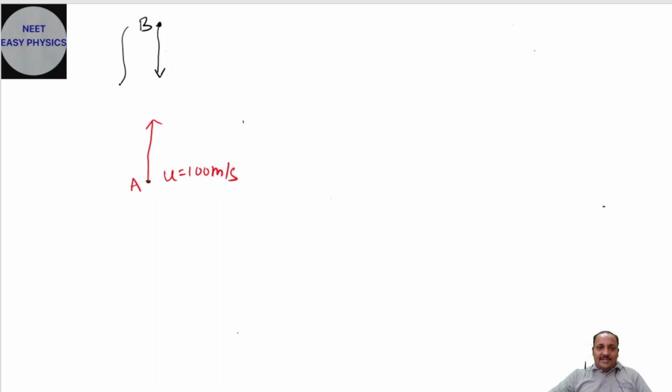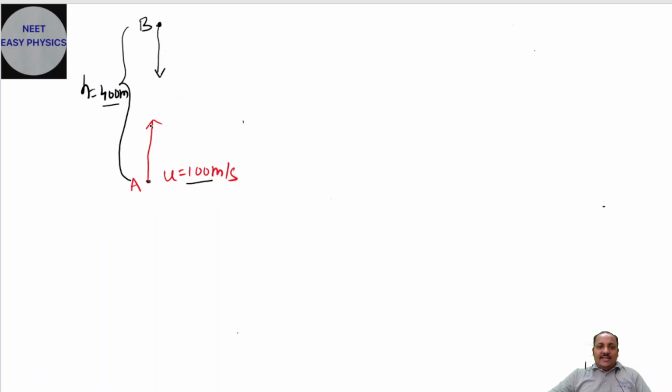So what is this height from A to B? What is the height they will give? 400 meters. An object is dropped from height 400 meters. At the same time, another object is projected vertically upwards with initial velocity 100 meter per second. So B will be coming downwards, A will be going upwards. When and where both objects will meet together, they will ask.